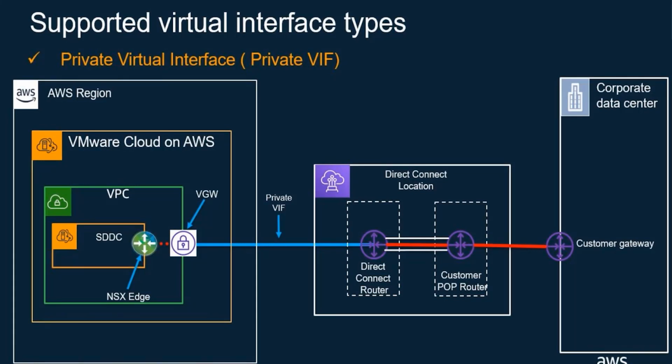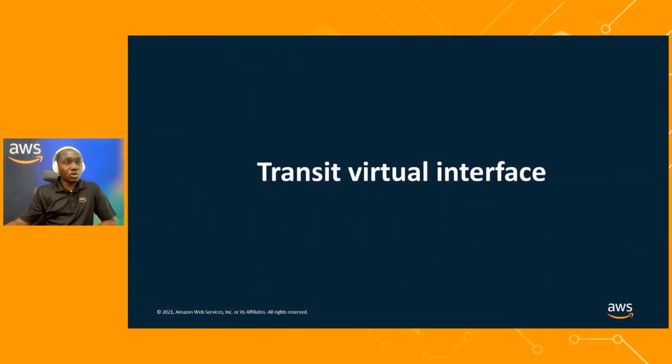So this brings an end to this specific demo about configuring a private virtual interface. We are now going to go ahead and talk about a new type of interface that is supported by Direct Connect. So welcome back from the lab. That was how to configure a private virtual interface, and you've seen how straightforward it is and how it works. Now we're going to talk about the transit virtual interface.